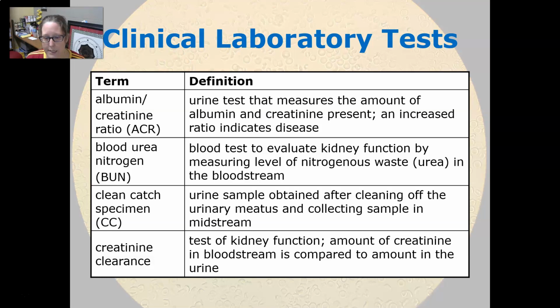Creatinine clearance is a test of kidney function. The amount of creatinine in the bloodstream is compared to the amount in urine. And the volume of urine produced in a certain amount of time, usually 24 hours, is also measured. And all of these go into a calculation that calculates how much urine is produced in milliliters per minute.